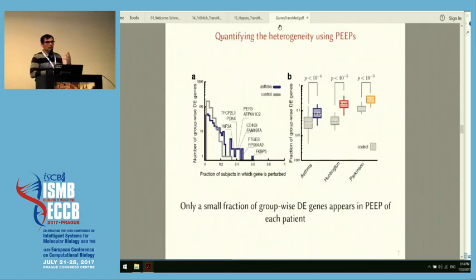The first observation, which somewhat confirms the heterogeneity across patients, is that many group-wise differentially expressed genes you don't really see in the personalized profile. So most perturbations are specific to the patient.